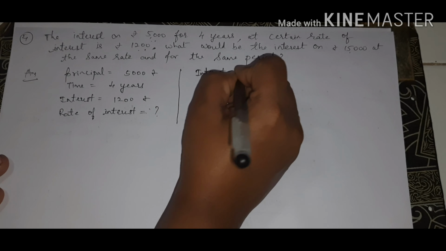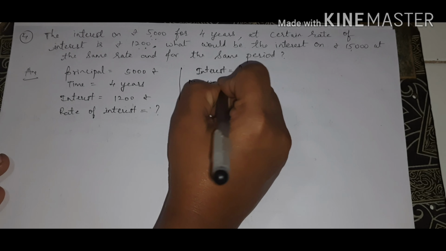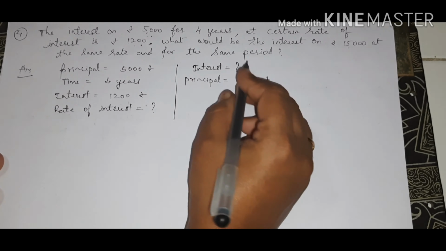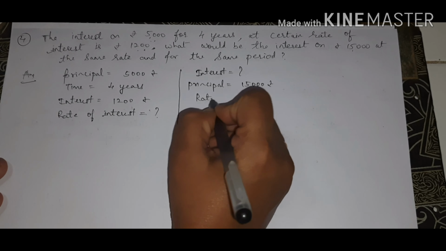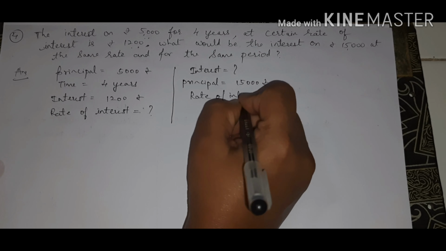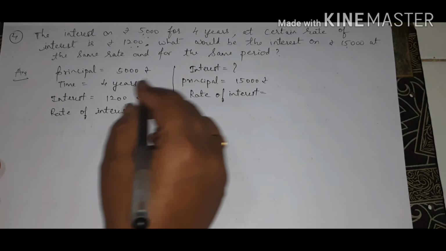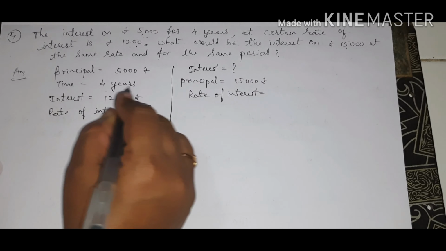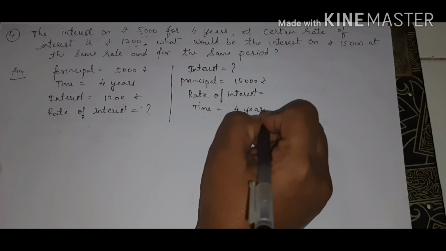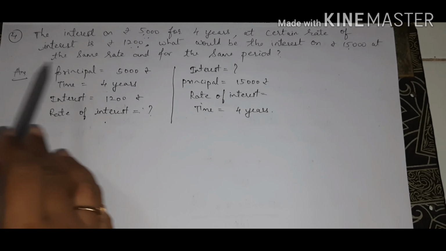Interest equals question mark. Principal 15,000 at the same rate and the same period. The rate of interest we will get from here first, which we will find out, and they are saying same period means time is the same. So time is how much? 4 years. So let us first find the rate of interest using whatever is given.